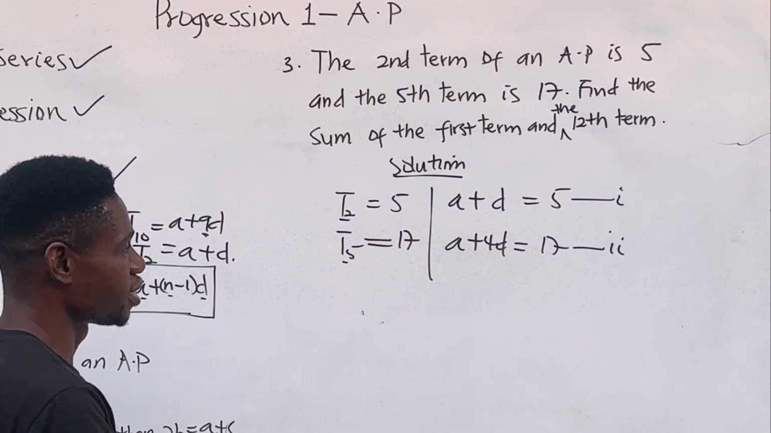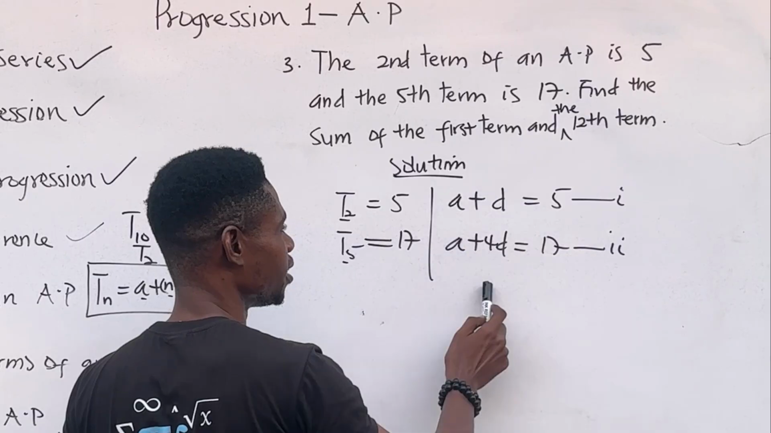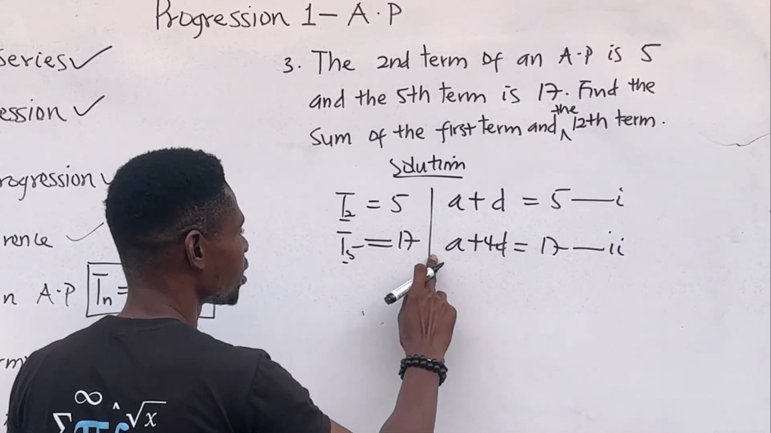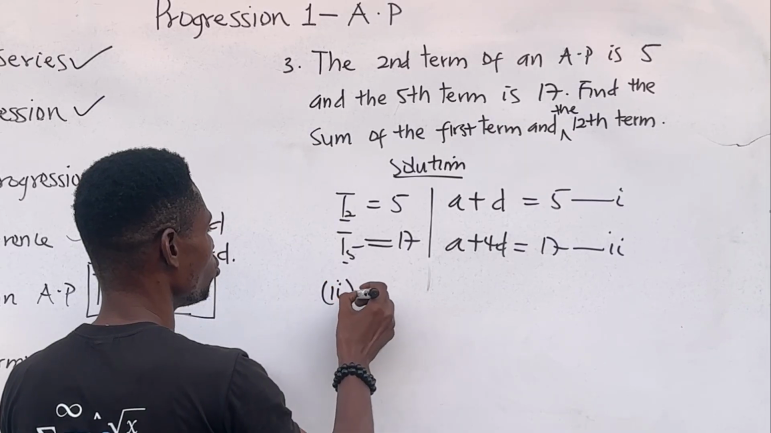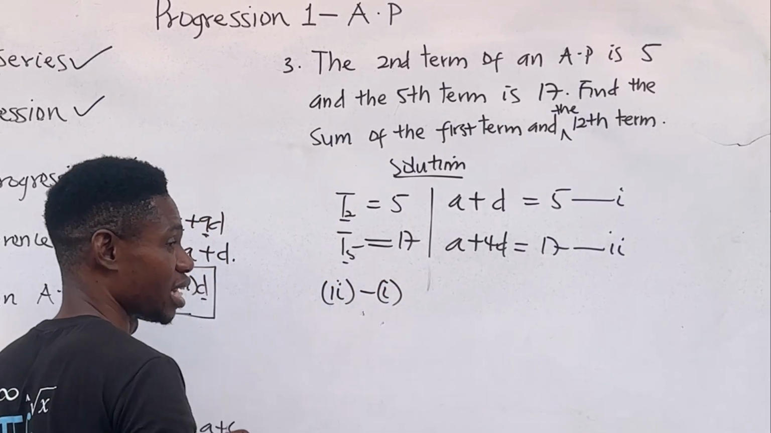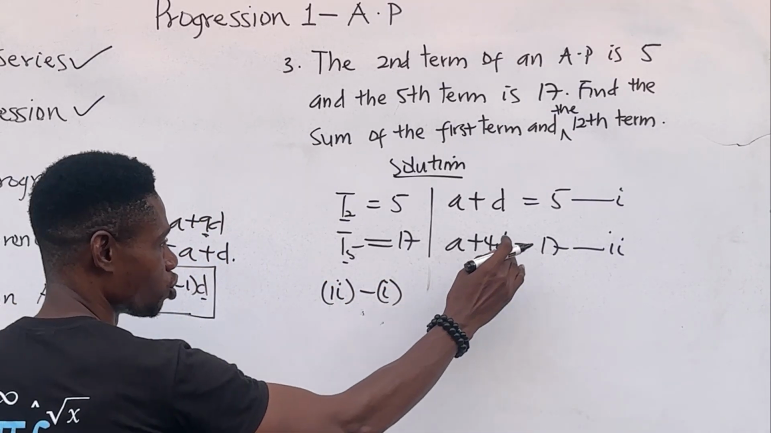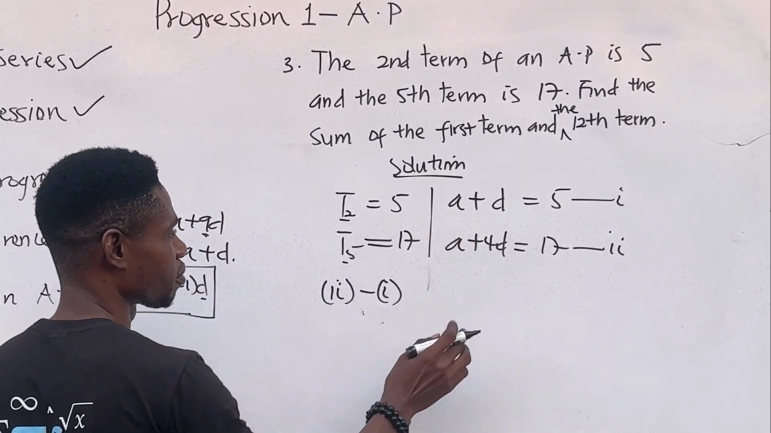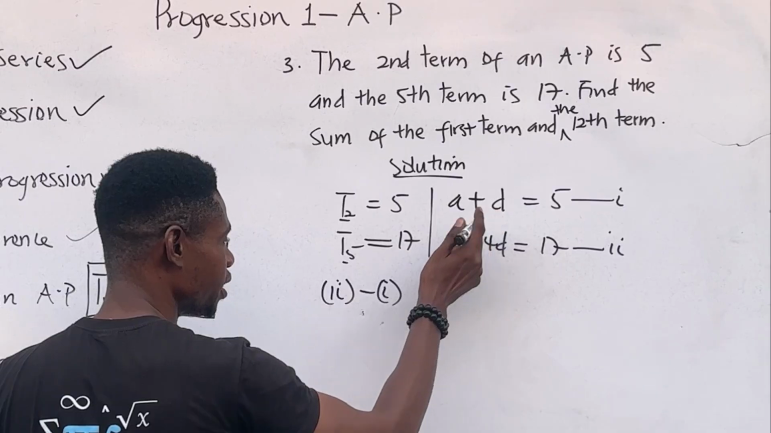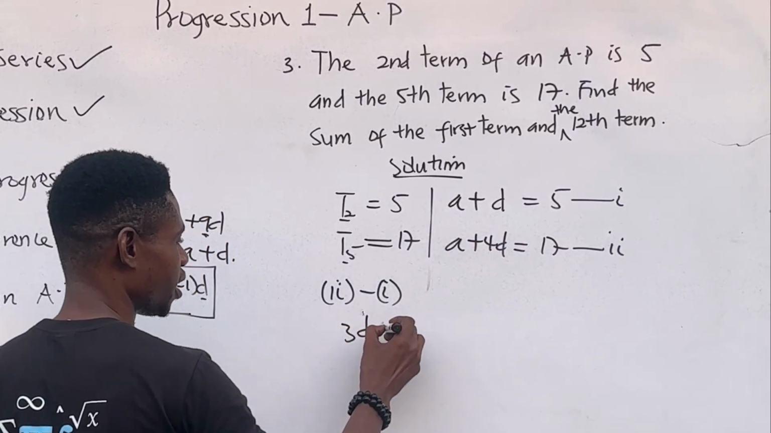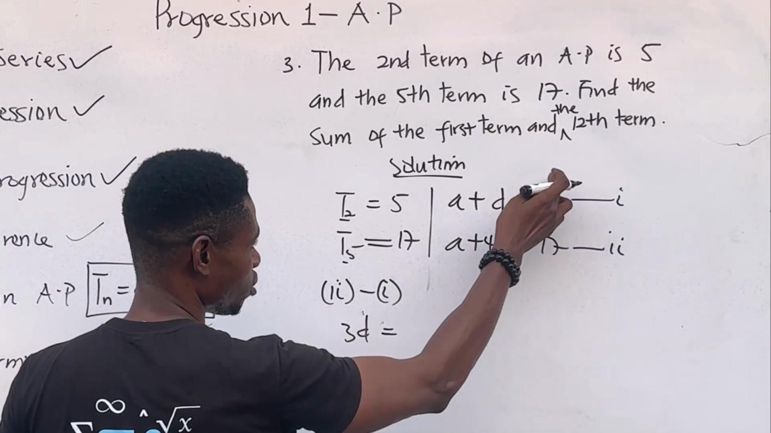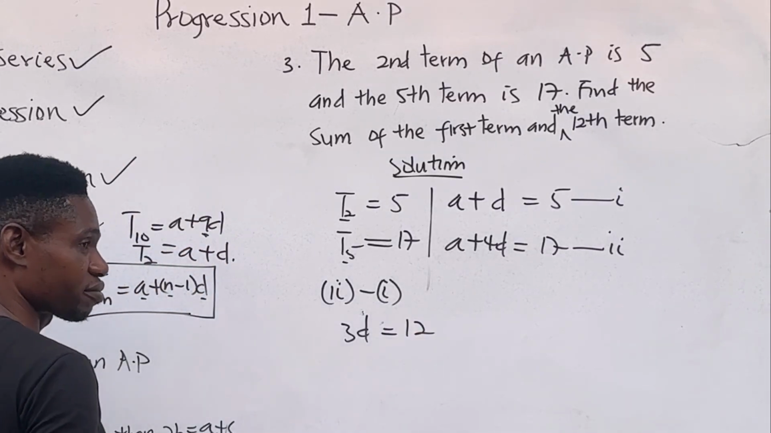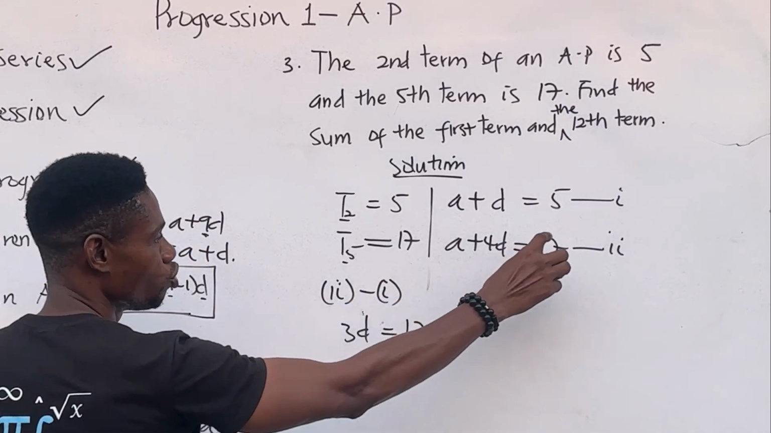So if you look at this, A and D are constant. So we can just simply say equation 2 minus equation 1. That will just solve the problem. A minus A, 0. 4D minus 1D, that's 3D, equal to 17 minus 5, that's 12.